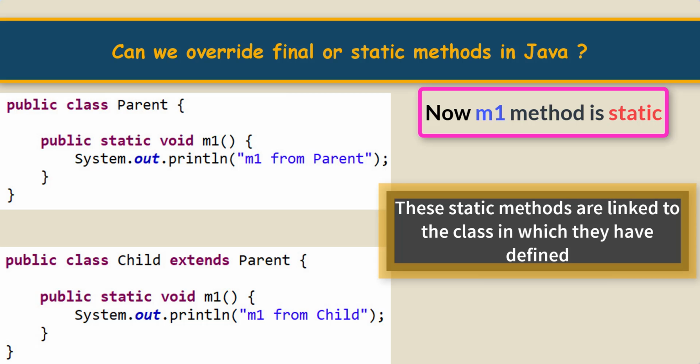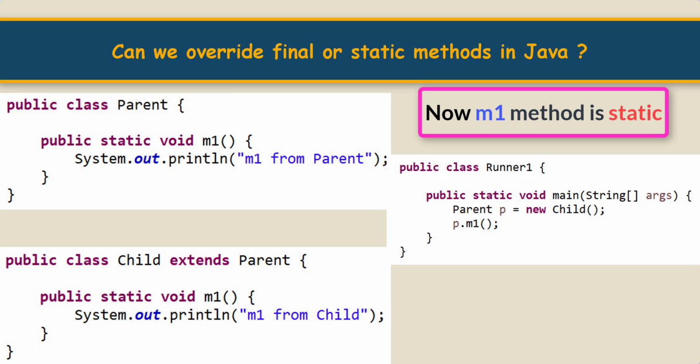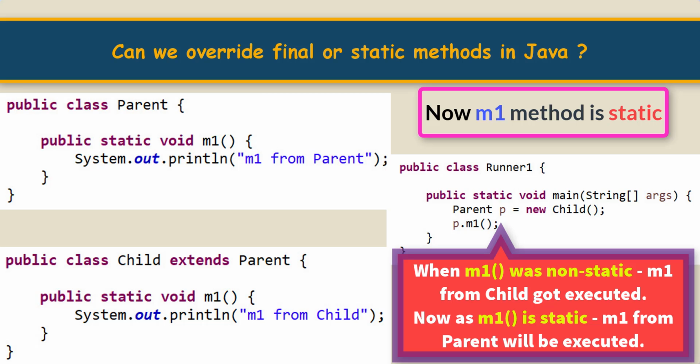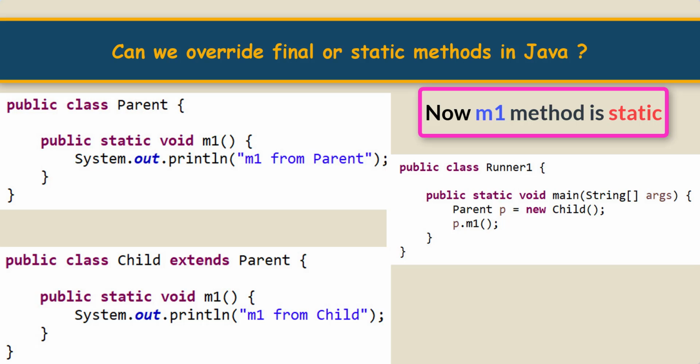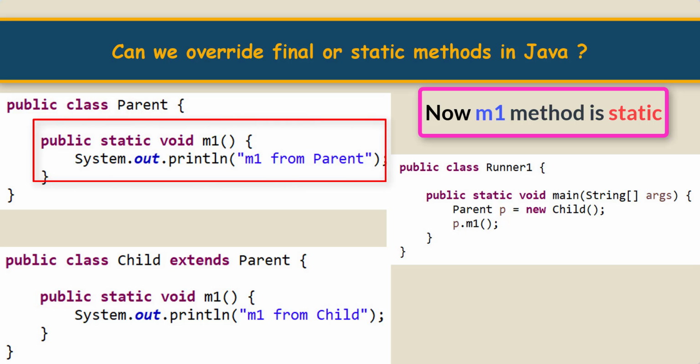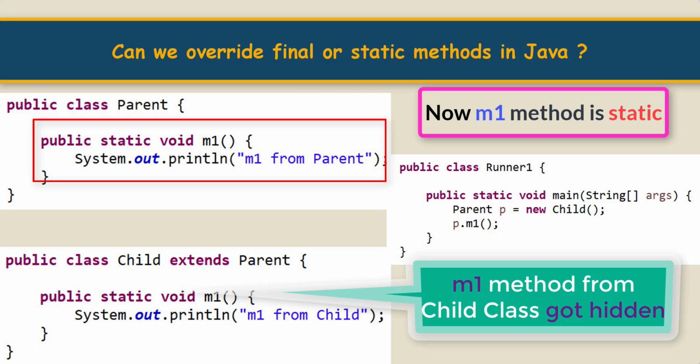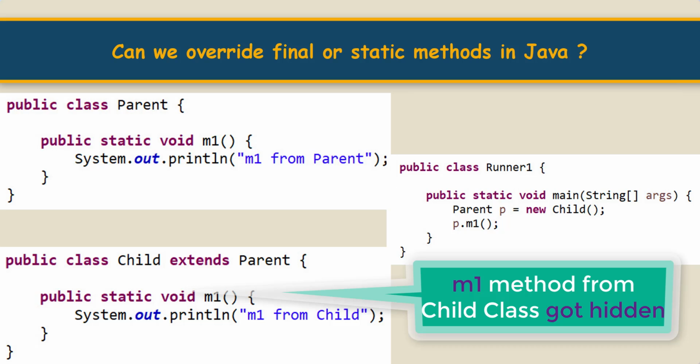So this static method is now linked to the class. You don't need to create an object to call this static m1 method. Previously, with the combination of parent reference and child object, the non-static m1 method executed m1 from the child class. But the moment you make it static, with the same object reference, when you call m1, now m1 from the parent class will be executed. That is why it is hiding the m1 implementation in the child class, and that is why it is called method hiding.